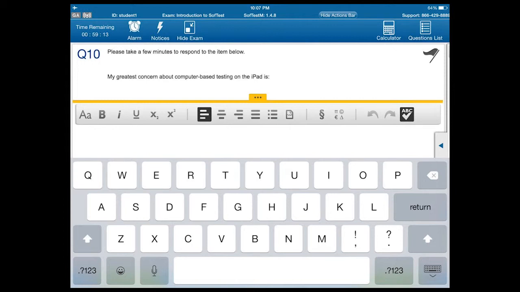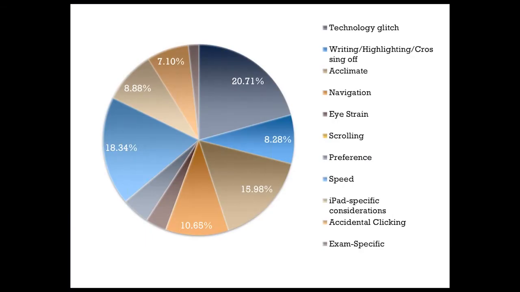And in this case, these are students who are just coming into our medical school, so they have no preconceived notions. In this case, what we saw was just about 21% were concerned with technology glitches, and about 18% were concerned with writing or highlighting or crossing off items, even after they had taken the initial quiz where they had the opportunity to cross out items and were directed to cross out items. So even though we had that training available, some of them still weren't getting the message. We had a number of them that were concerned about acclimating, and still almost 10% that were concerned about navigating within the system.